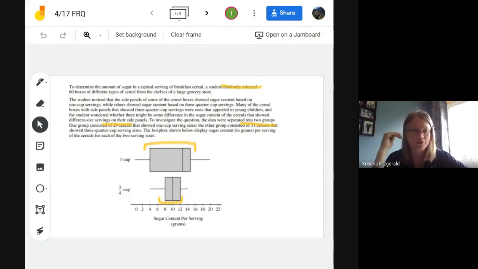And sometimes that third part talks about a significance test or a confidence interval. No, you're good, Tessa. Love dogs.